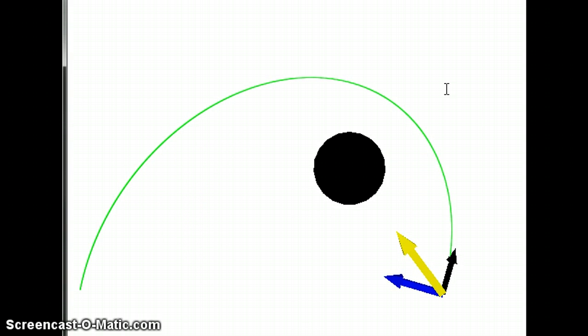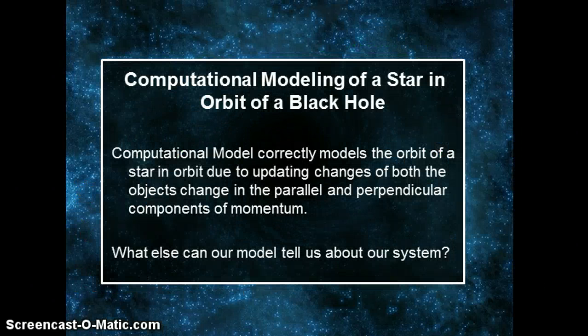Running my computational model, the projection of the star and changes in both the parallel and perpendicular components of the momentum demonstrate the orbit around an invisible black hole that, for this laboratory's visualization purposes, has been represented with a black circle.